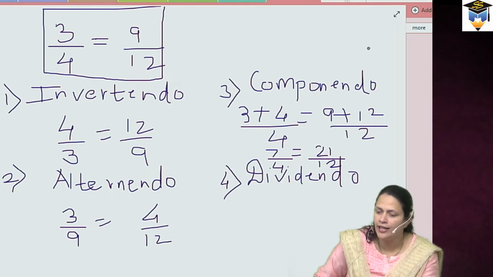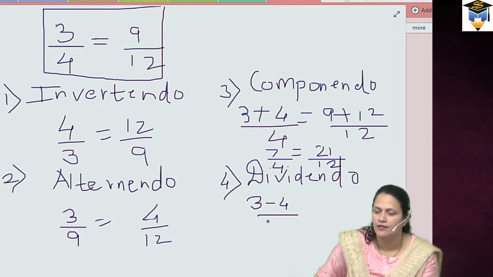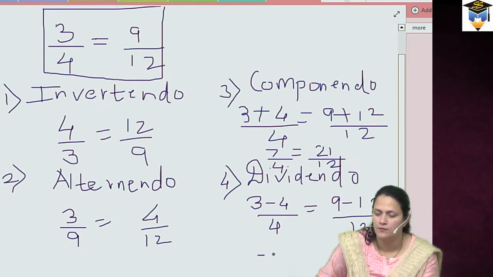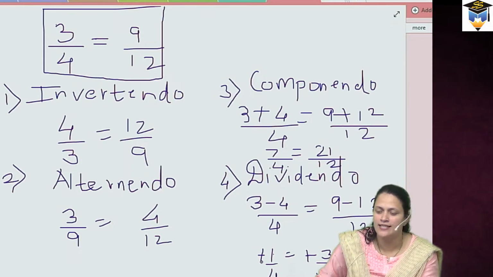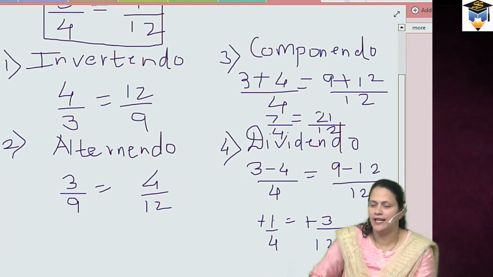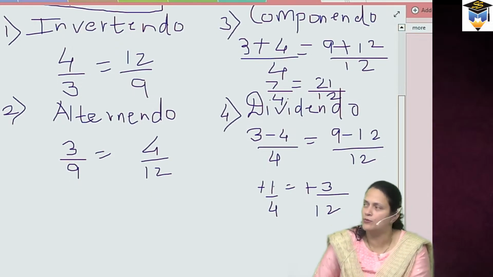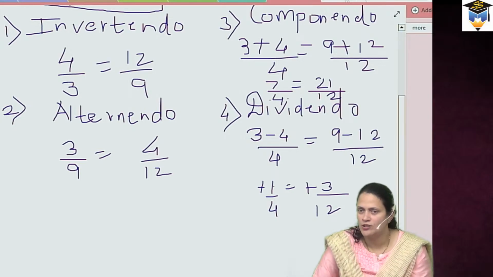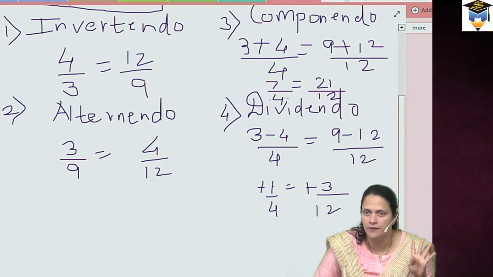And dividendo means we are just going to subtract the denominator from the numerator. Minus 1 by 4 is equal to minus 3 by 12. Just remove the minus sign because can a ratio be negative? No. So remove the minus sign and as you can see the answer is 1 by 4 is equal to 3 by 12. Is it in proportion? Understood? So these are the four properties which you have to remember.